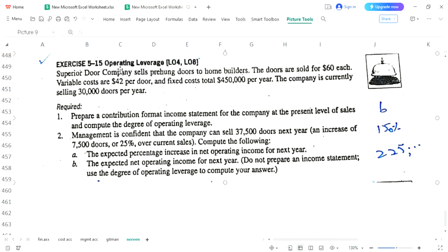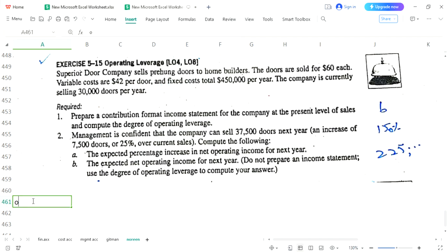Today's target is to solve question number 5.15. The chapter is cost profit volume analysis, CVP, cost volume profit analysis. We have already solved 14 questions, so there are several things which are already in your mind. Let's repeat some of those things quickly.